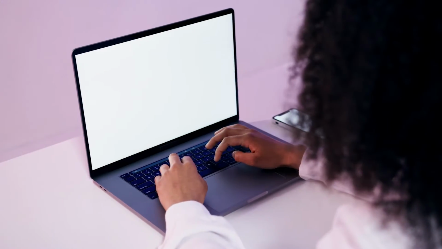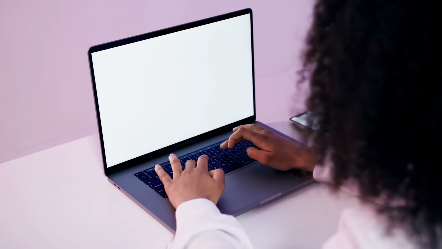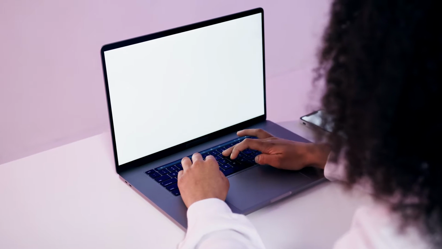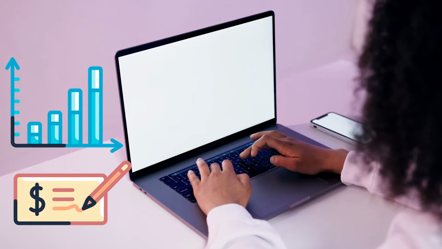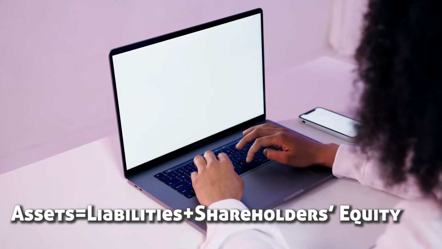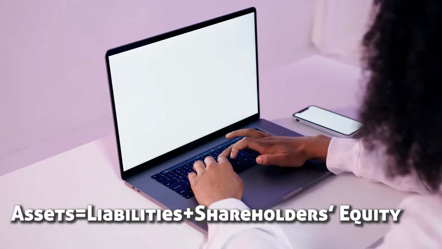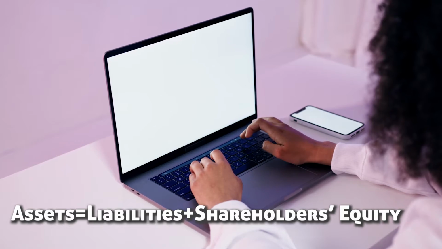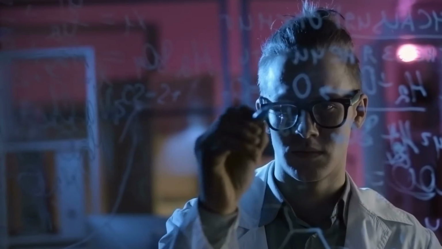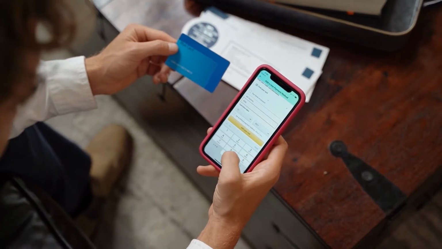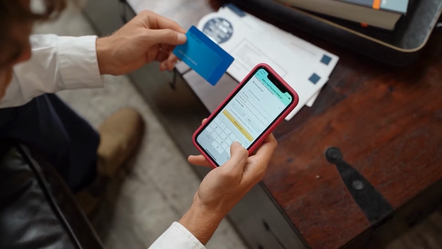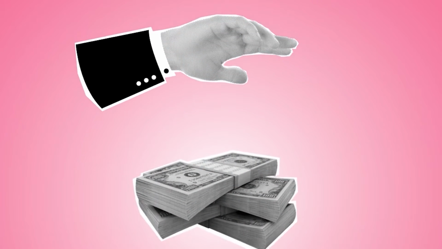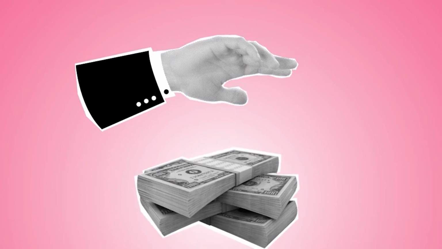The balance sheet adheres to the following accounting equation, with assets on one side and liabilities plus shareholder equity on the other, balanced out. Assets equals liabilities plus shareholders' equity. This formula is intuitive. That's because the company has to pay for all the things it owns, assets, by either borrowing money, taking on liabilities, or taking it from investors, using shareholder equity.